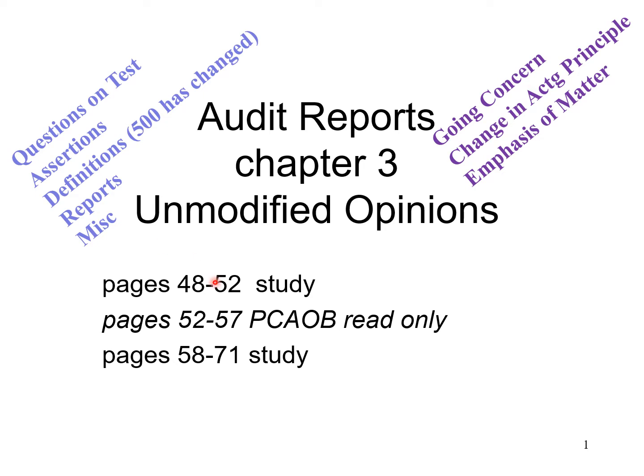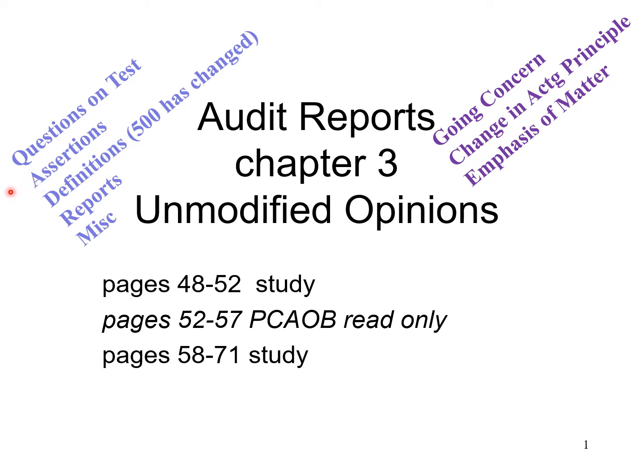So I want you to study the first 4 pages of the chapter. Then there's 5 pages on the PCAOB reports for public companies. Just read that. Don't bother to study it. Just read it once. And then the last 13 pages, you study.